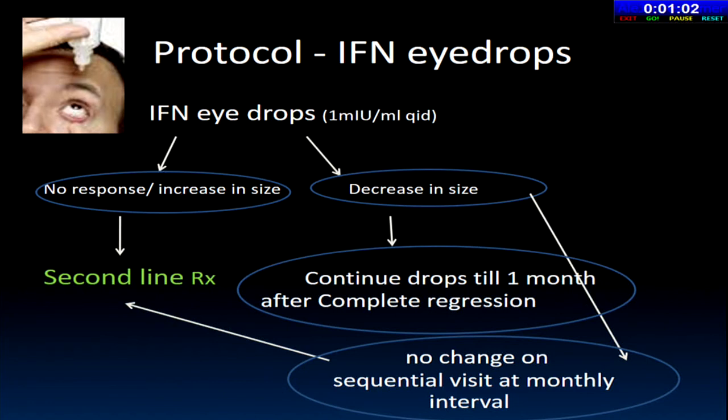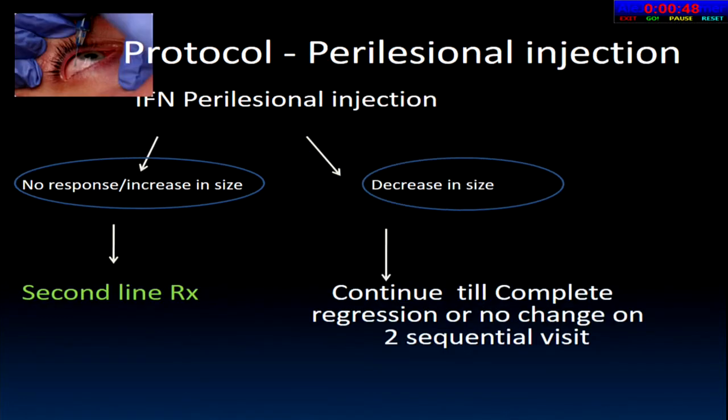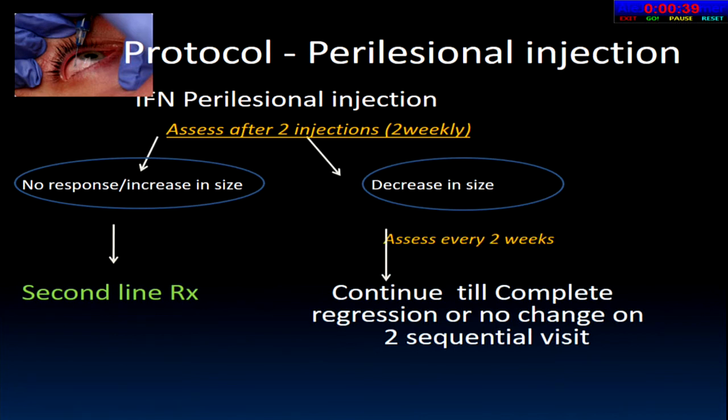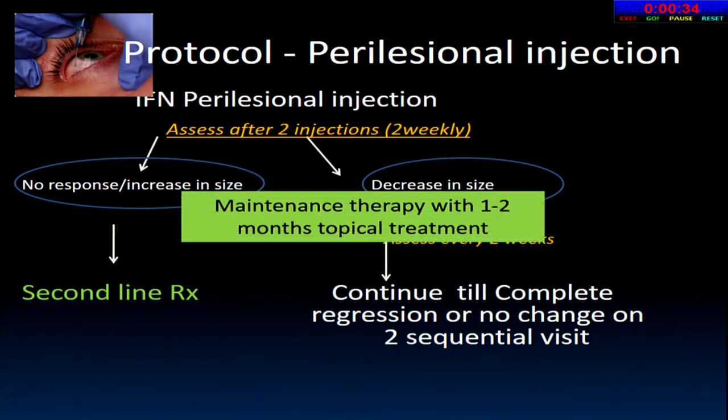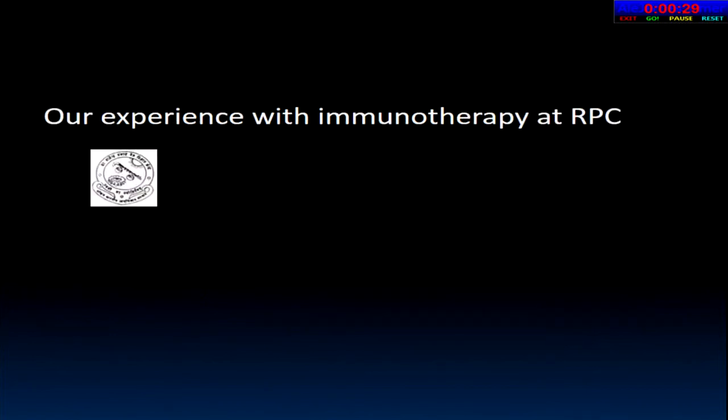The protocol that we follow for eye drops is, you start the eye drops and reassess after 6 weeks. If there's a decrease in size, continue, reassess every 4 weeks till complete regression, and continue for 1 month. For injections, we reassess after 2 injections, and injections are given at 2 weekly intervals. Thereafter, you reassess after 2 weeks and continue till complete regression. It is important to remember that you have to give a maintenance therapy of 1 to 2 months of topical treatment after complete regression of tumors.